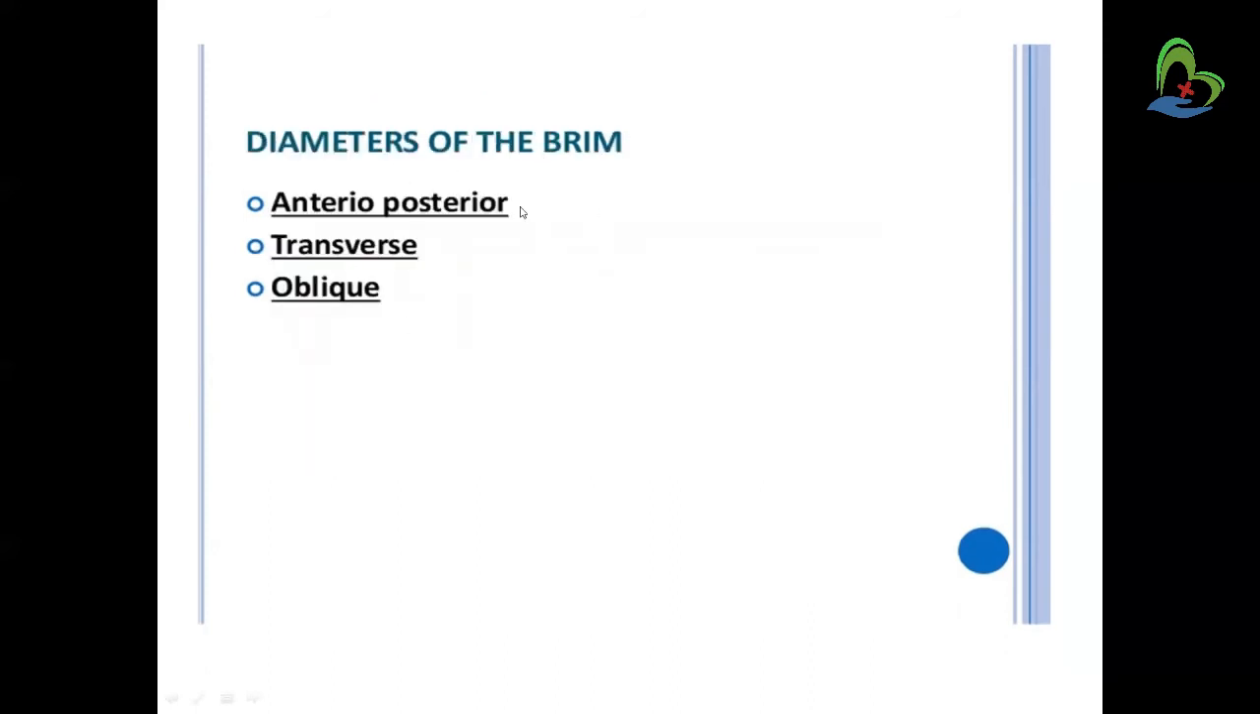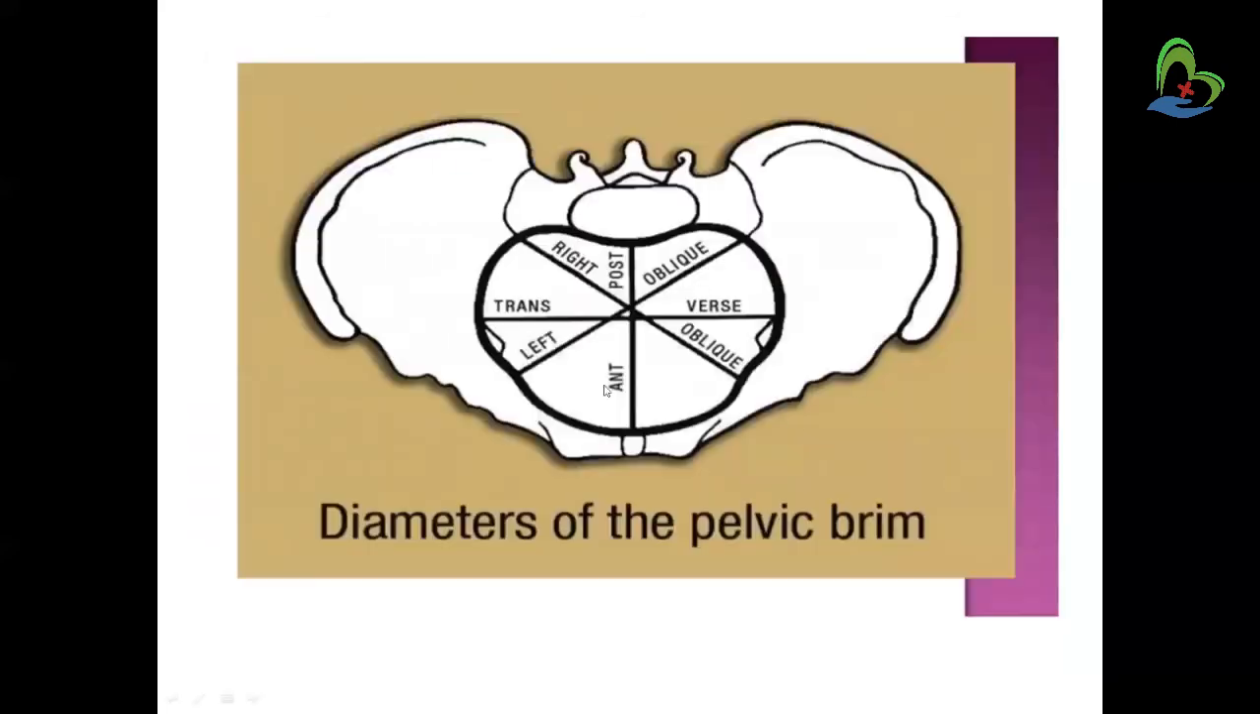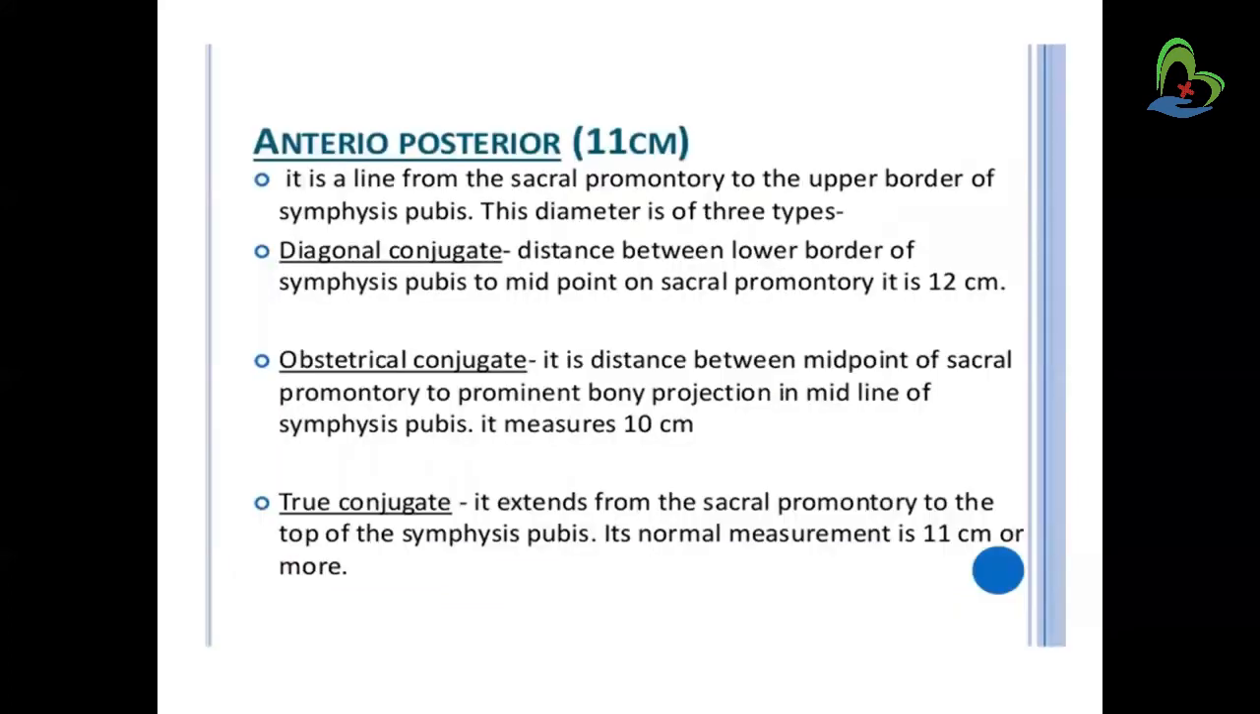Now the diameters of the pelvic plane are anterior posterior, transverse, and oblique. So here, look, this is the transverse, this is the anterior posterior diameter, and this is the oblique one. This is the right oblique and this is the left oblique measurement that are measured in the pelvic brim. The anterior posterior measurement is about 11 centimeters, measured from the sacral promontory to the upper border of the symphysis pubis.